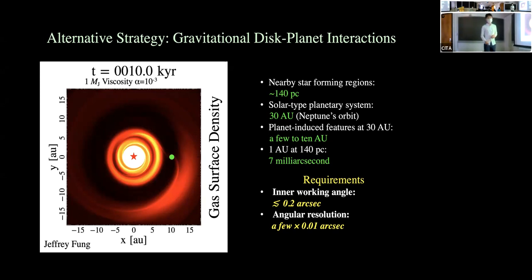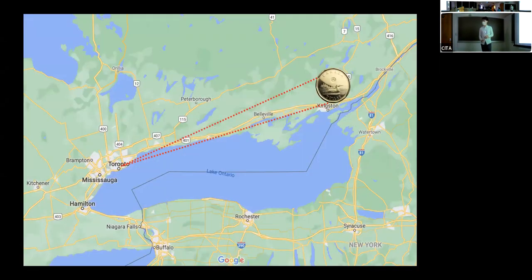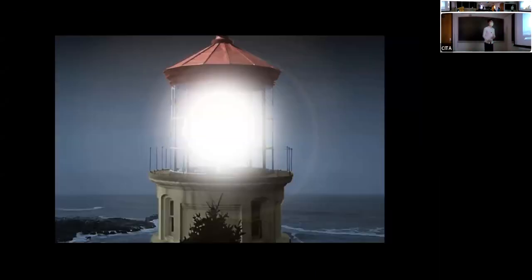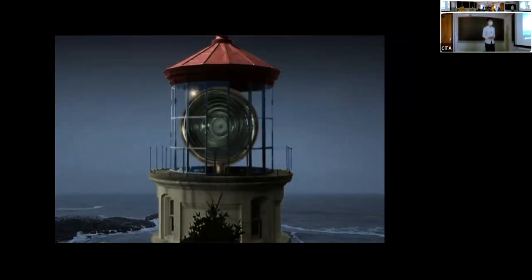This angle here is very small. It's about the size of a toonie if we put it in Kingston and try to look at it from here. Regarding the first condition, an analogy that we often make is that this is like trying to find a firefly next to a bright lighthouse. We have to turn off the lighthouse first to see the faint firefly. So in disk observations, the equivalent would be that we need to suppress light from the central star in order to see the faint disk structure very close to the star. This is, of course, only needed if we're working at a wavelength at which the star is very bright.